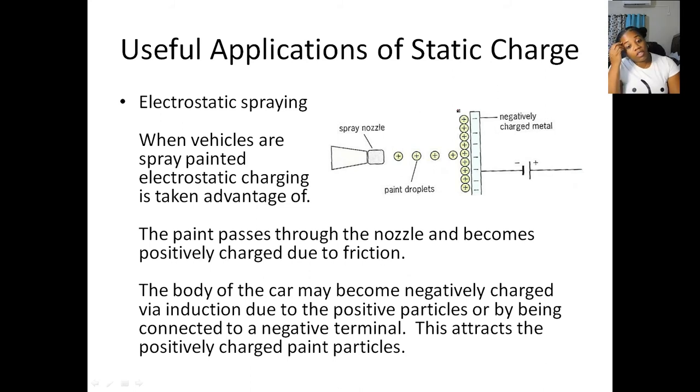So another useful application of static charge, electrostatic spraying. When vehicles are spray painted, electrostatic charging is taken advantage of. The paint passes through the nozzle and becomes positively charged due to friction. The body of the car may become negatively charged via induction due to the positive particles, or by being connected to a negative terminal. This attracts the positively charged paint particles. Okay, so that's how you see that. The body of the car is negatively charged, and the paint droplets are positive, so that's why you have a nice smooth paint job on your car.